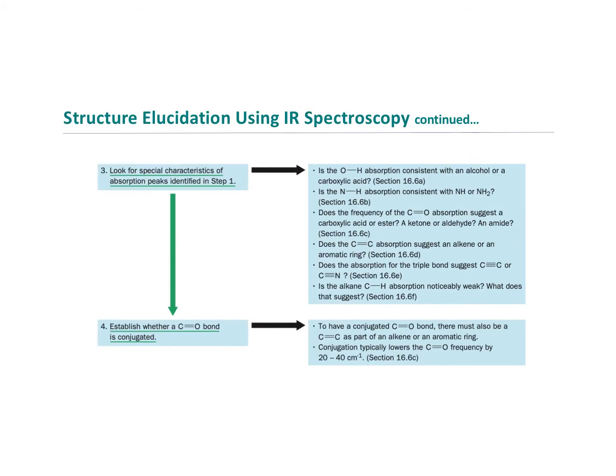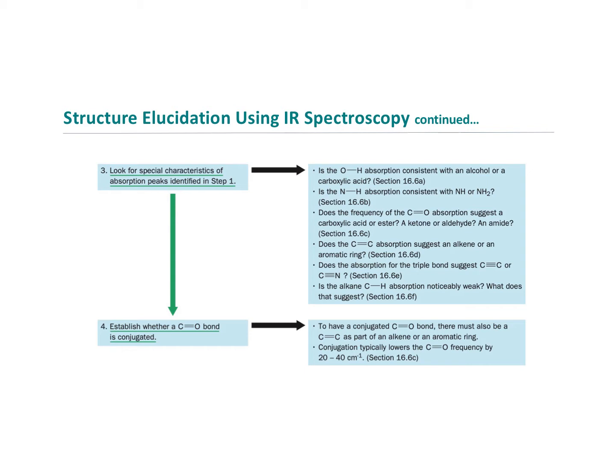Then you also need to look for your special characterizations. Is the OH absorbance consistent with an alcohol or carboxylic acid? Could the NH absorption be an NH or an NH2, right? We're not going to see an NH stretch if there's no NH, so there's not going to be anything that's tertiary there.